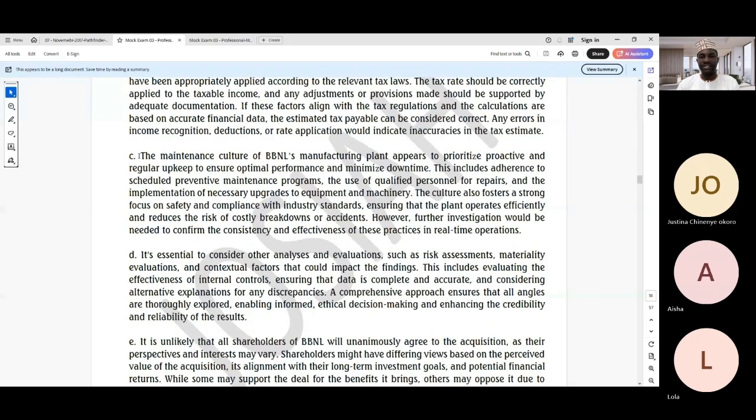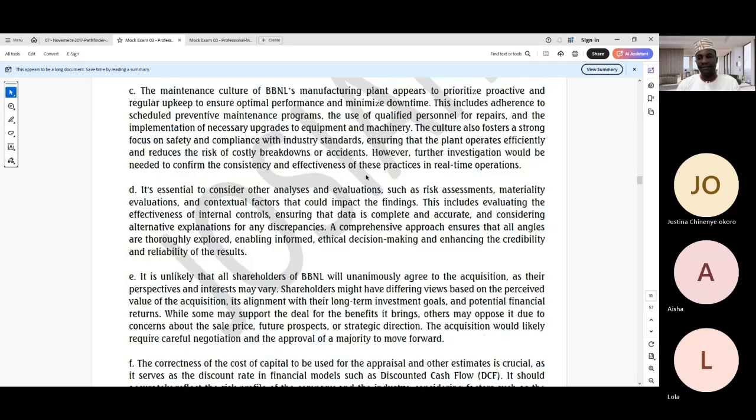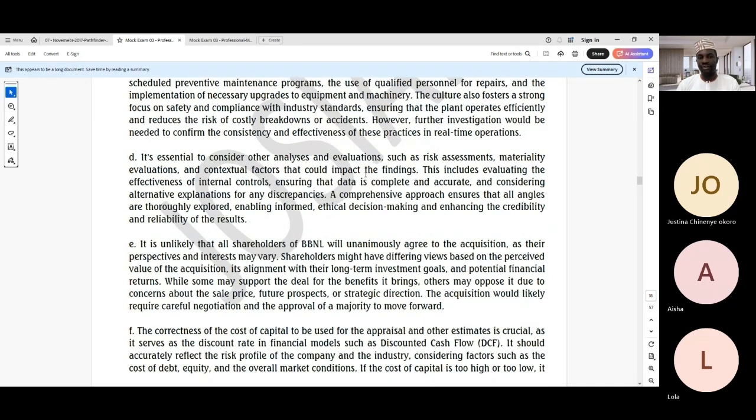Then also another critical issue we are looking at is the maintenance culture of BBNL's plant. It appears to prioritize proactive and regular upkeep to ensure optimal performance and minimize downtime. So we explained that further investigation will need to confirm the consistency and effectiveness of these practices in real-time operations. Another area of skepticism we are looking at is risk assessment, material evaluations, and context factors that could impact the findings in the financial and non-financial data presented to us. So that's the fourth point.